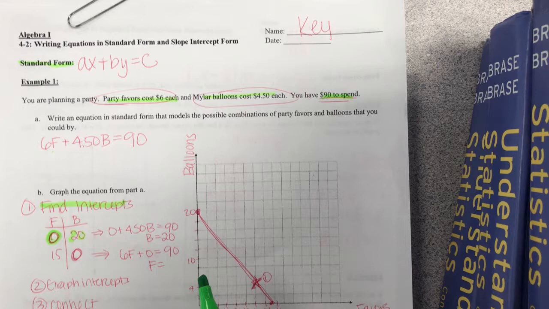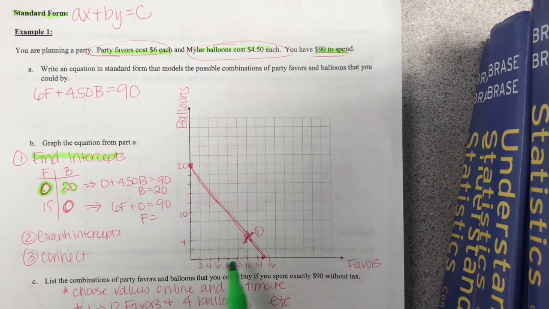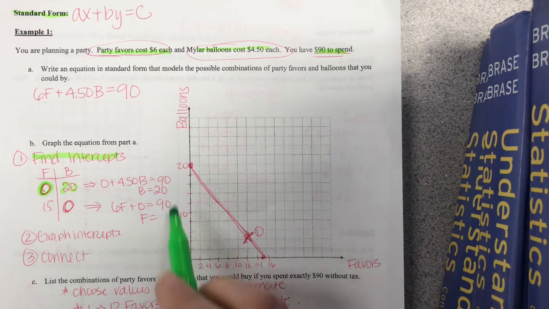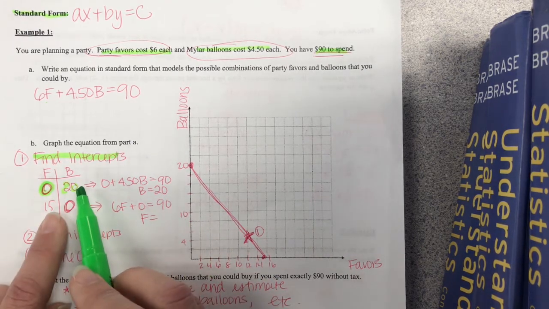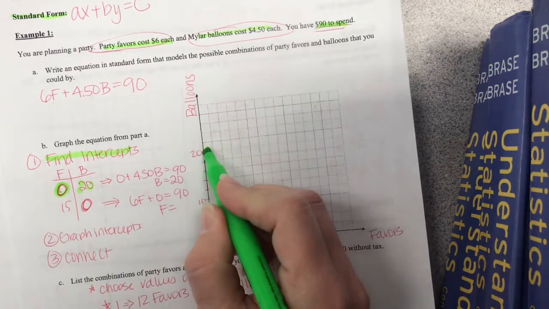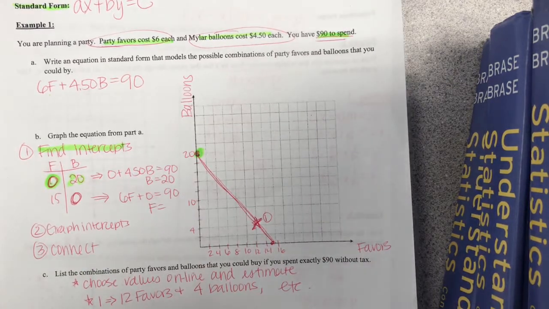And then pause and take some time to make a scale. I went by 2s on the x-axis, and I went by 2s on the y-axis. So see how this is 20 for balloons? That's where you want to make sure you put a dot there for 20.